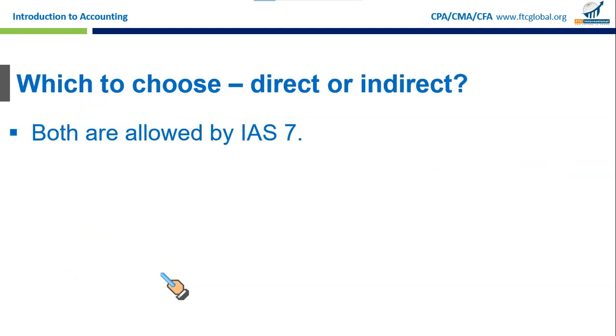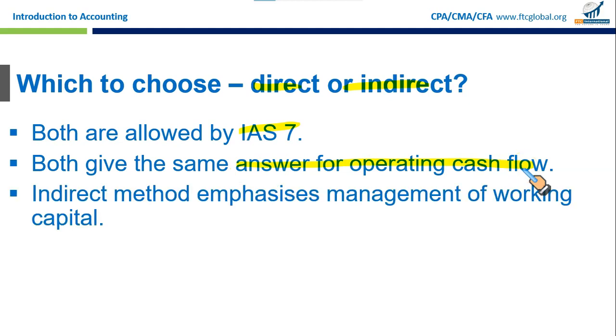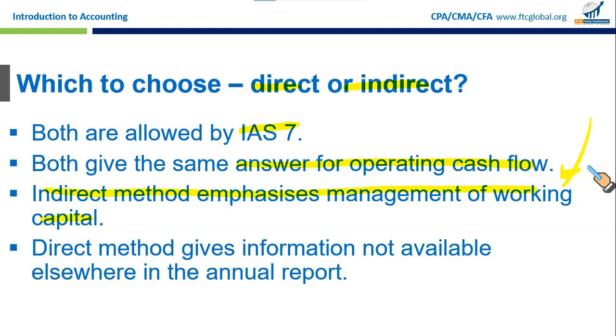So how do we decide which method to choose, direct or indirect? Both are allowed by International Accounting Standard 7 that governs cash flow statement. Both give the same answer for operating cash flows. I just showed you $2 million. The difference is that indirect method emphasizes management of working capital. It is easier for reporting purpose, but the direct method gives information not available elsewhere in the annual report. Means you receive gross cash inflows and you get the gross cash outflows, and using these you get the net cash flow provided by operating activities.